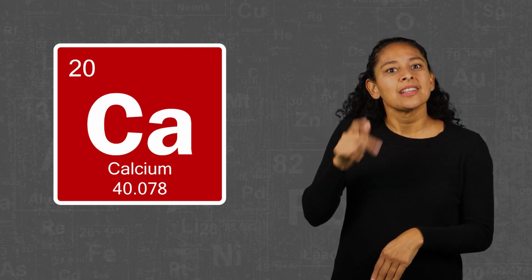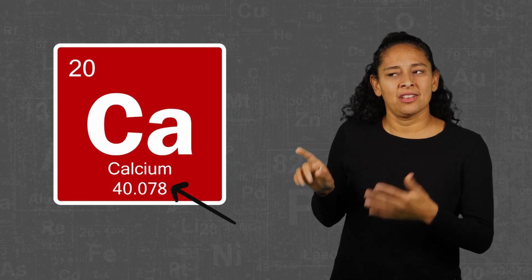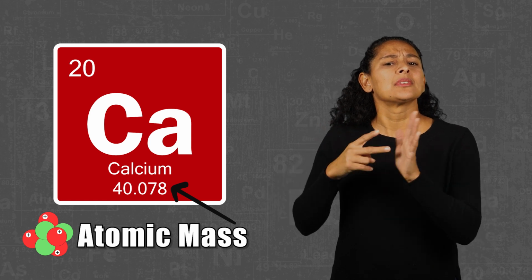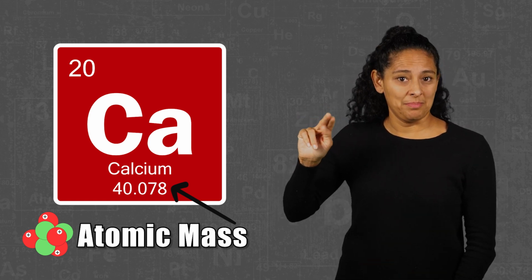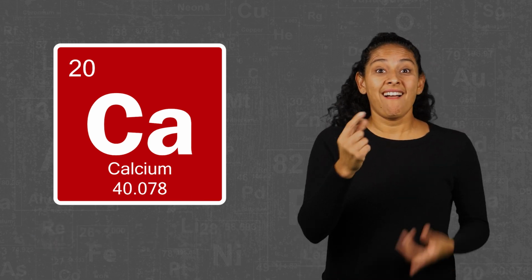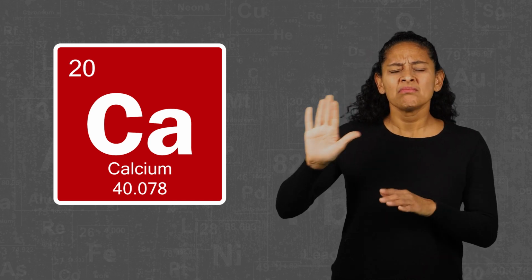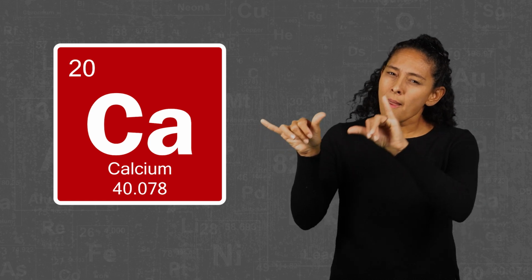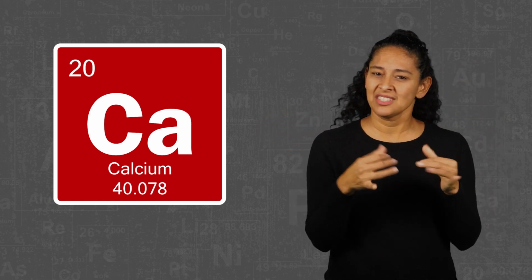At the very bottom, you will see another number. This number is called the atomic mass, or how heavy the element is. One cool fact about the periodic table is that the chemical symbols and labels are the same in every country and every language.